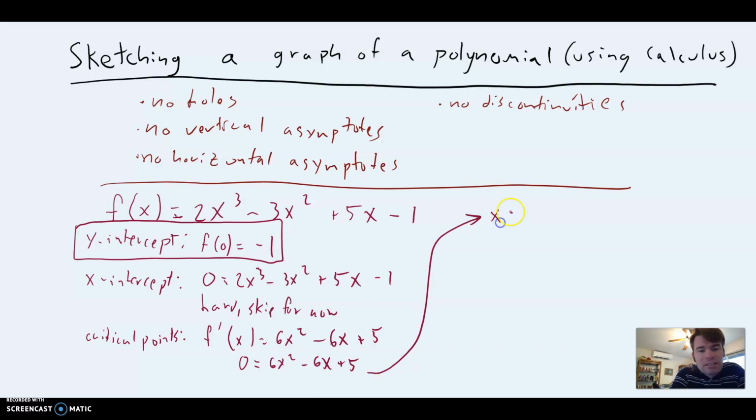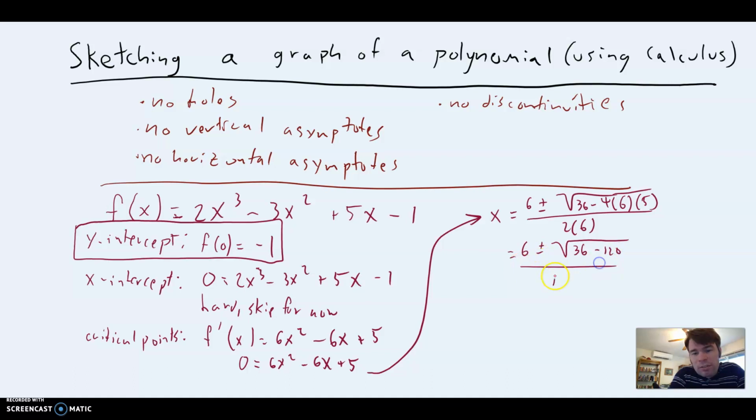So that gives us x equals negative b plus or minus the square root of b squared minus 4ac all over 2a. So that's 6 plus or minus the square root of 36 minus a big number. What's that? Minus 120 over 12. 36 minus 120 is negative, which means that these are not real. So there are no critical points.